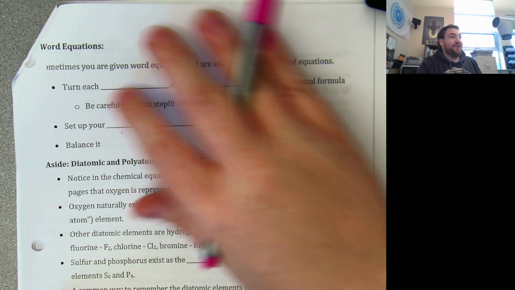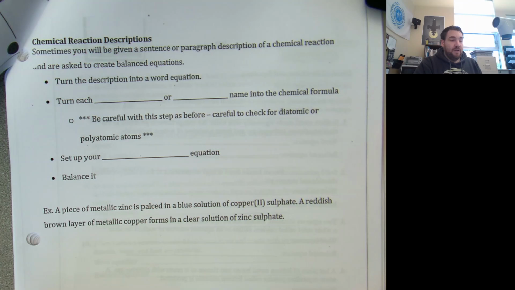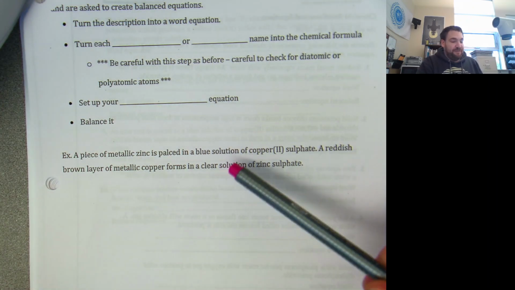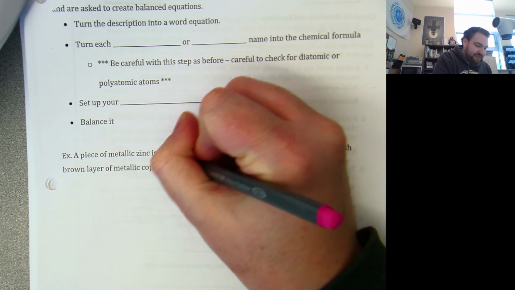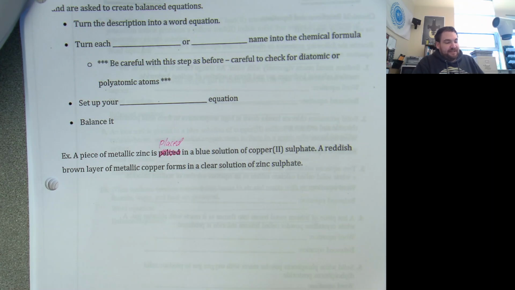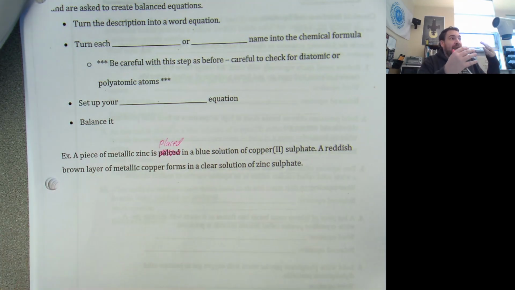Even then, this is not going to be the end. A little teaser into what we're going to look at Monday is stuff like this. Today's lesson is kind of the in-between. On Monday, I'm going to start giving you stuff like this, except this word shouldn't be pulsed, it should be placed. And so the language is going to look something like this. A piece of metallic zinc is placed in a blue solution of copper 2 sulfate. A reddish-brown layer of metallic copper forms in a clear solution of zinc sulfate. You guys are going to need to then take this 2-sentence description and boil it down to what actual chemistry is going on here.